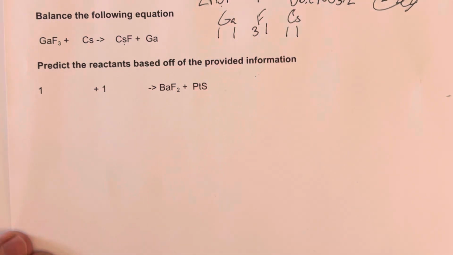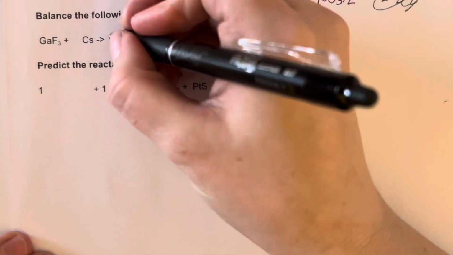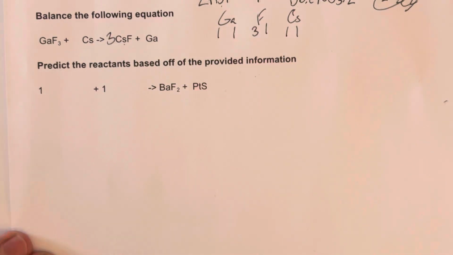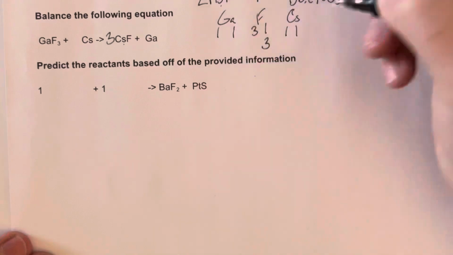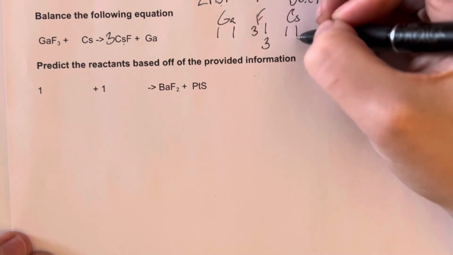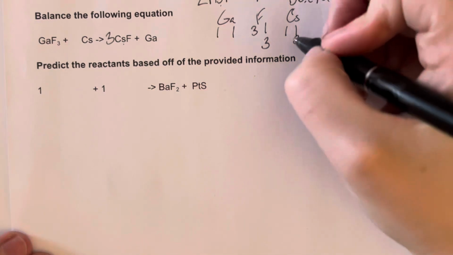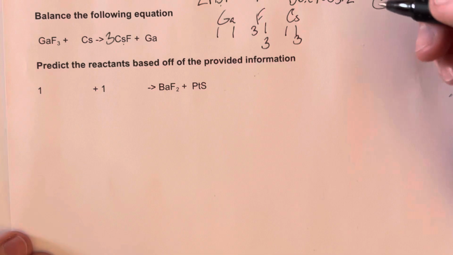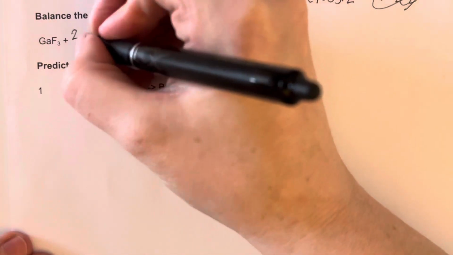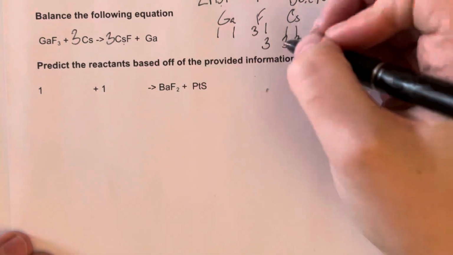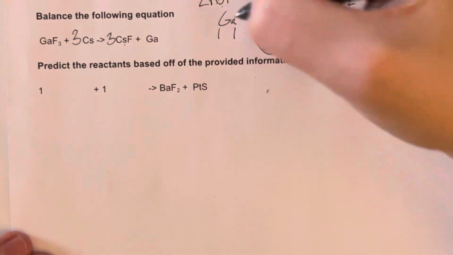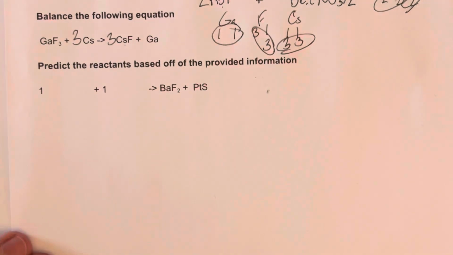So fluorine is the only one that's messed up here, so I'm going to go ahead and fix fluorine. I have 1, I want 3. I need to multiply by 3. And that fixes fluorine and messes with cesium. So now my cesium count is 3 on the right-hand side. And that means that now I need to go back and fix cesium. So on the left-hand side, I'm going to add a coefficient of 3. And that balances everything out, so I can go ahead and do my victory laps.